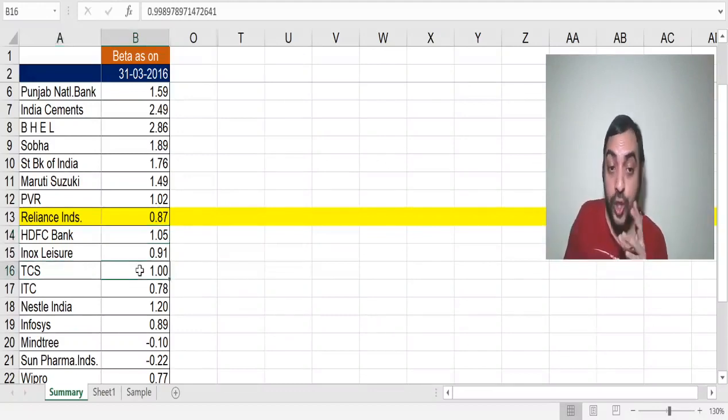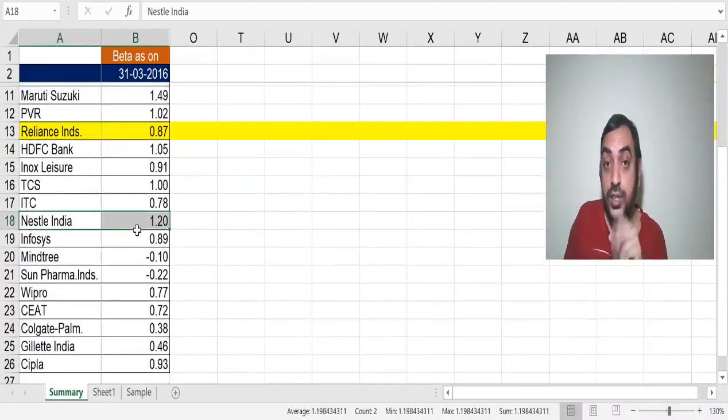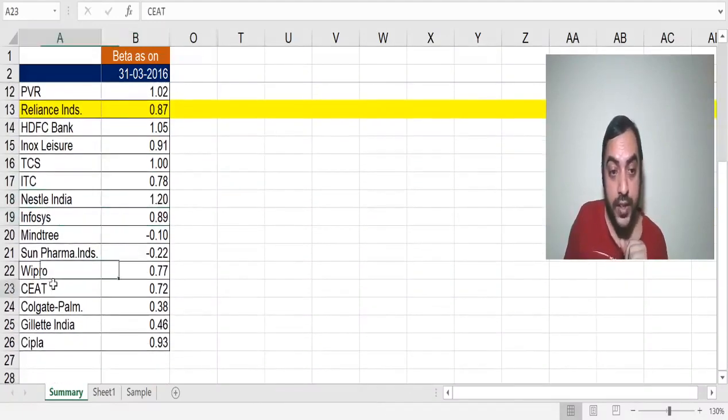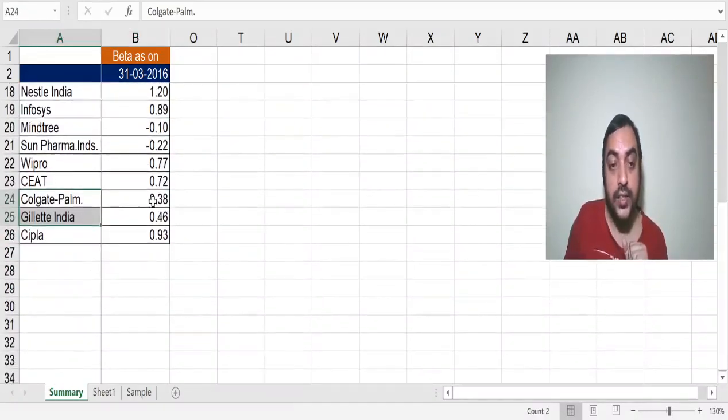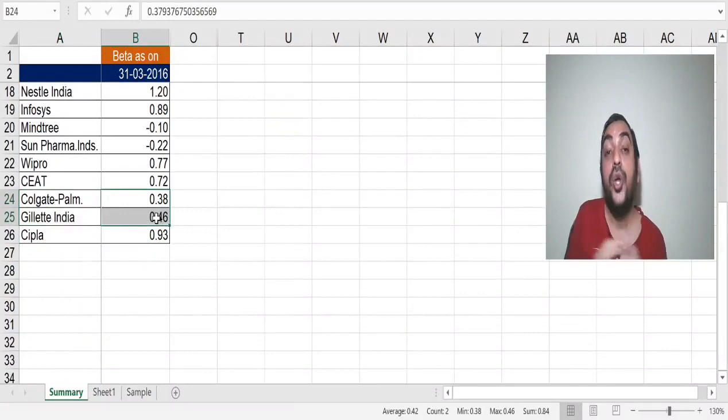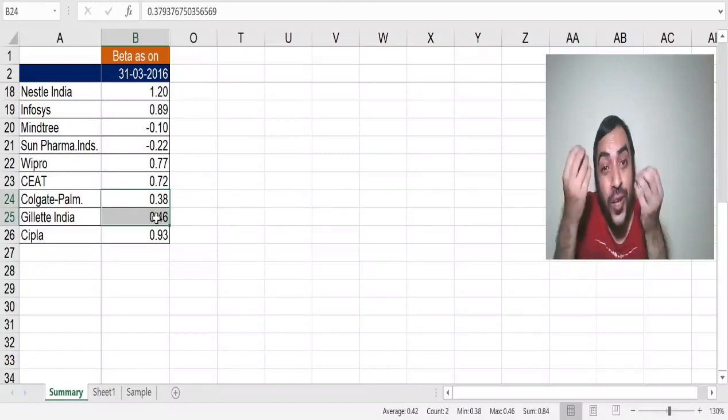Look at TCS, it has got exactly one. You see Nestle India. You see these companies, Infosys 0.89, Colgate, Gillette. Okay, let's take the example of Gillette and Colgate. They have very low beta. Why? Colgate and Gillette have low beta because when the market moves, Colgate and Gillette will not move much. Of course, they do move, but not much.